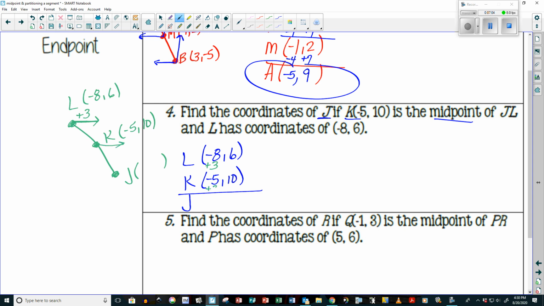So whatever you do the first time, go ahead and do it twice. So if -8 plus 3 is -5, then -5 plus 3 is -2. Now, how do you go from 6 to 10? So from 6 to 10, you're going to add 4. So go ahead and add 4 more, and you get 14. Okay? So now you are going to do number 5 in the questions.